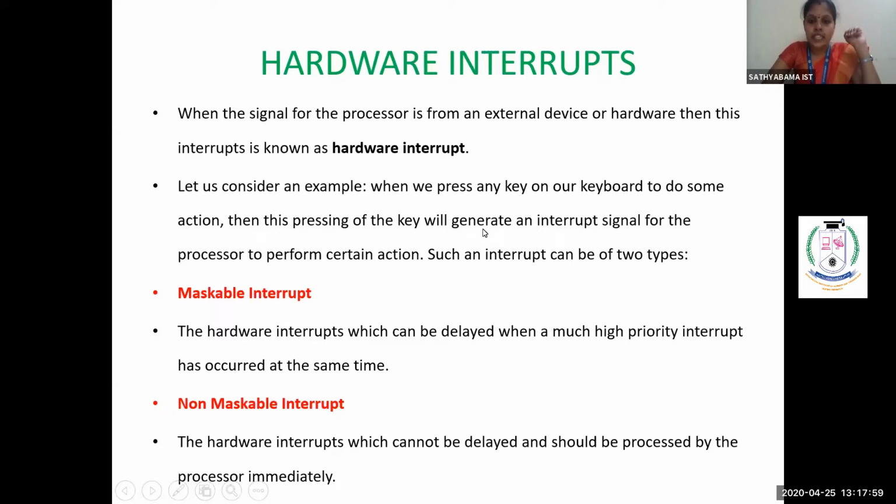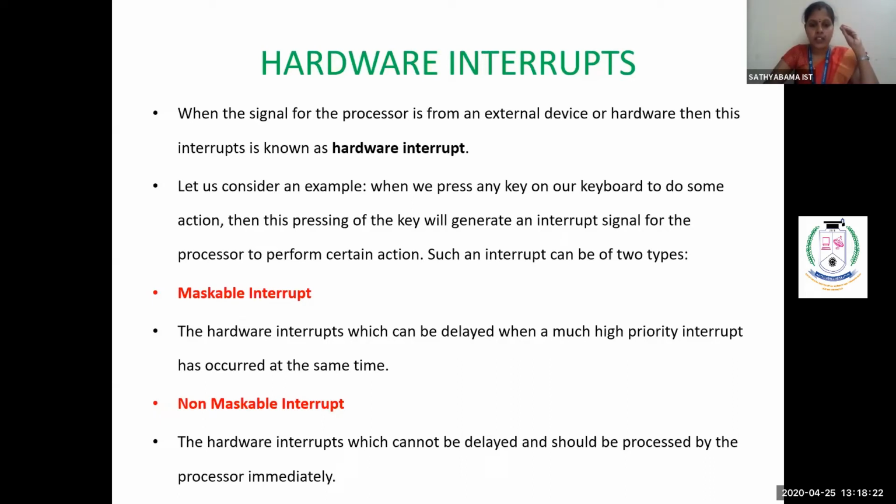When we press any key on our keyboard to do some action, then pressing the key will generate an interrupt signal for the processor to perform a certain action. Such an interrupt comes from an external device, that is a hardware interrupt. In the hardware interrupt, you have two types: maskable interrupt and non-maskable interrupt.